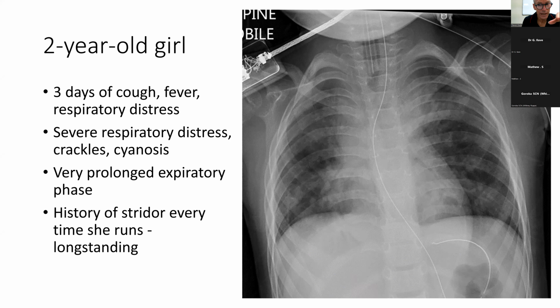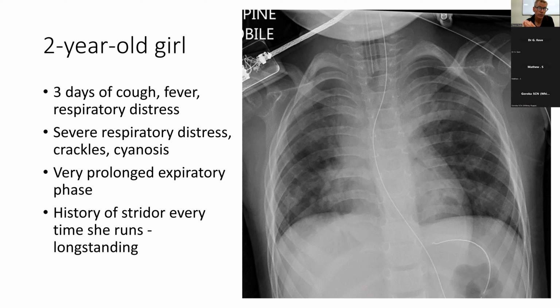But she also had a history of stridor every time she ran. So she's 2 and she could run around, but every time she ran around, she got stridor. Her mother was able to give that history very clearly. So this is not like the first child who had acute airflow obstruction. This is acute on chronic airflow obstruction. And the differential diagnosis of that will be quite different. It might overlap a bit, but it'll be quite different. And that's why the history is so important. Understanding the differential diagnosis requires understanding the history in its detail.